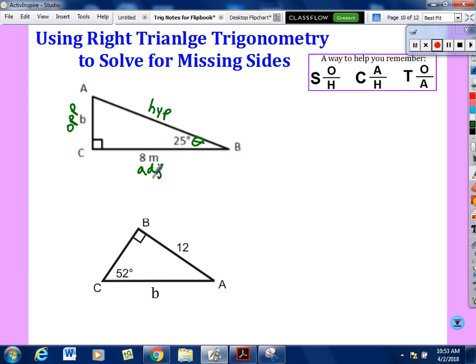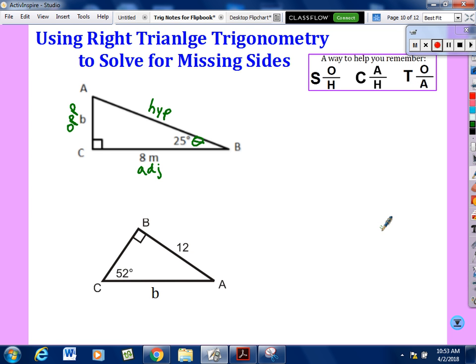After that, when you have your three sides established, that's what you use to help you determine which one of your three trig functions you're going to apply. So we have sine, cosine, and tangent. The way to remember is SOH CAH TOA. Sine is always O over H, for opposite over hypotenuse. Cosine is CAH, that's adjacent over hypotenuse. And tangent is TOA, opposite over adjacent.